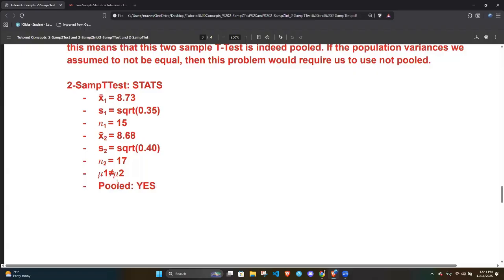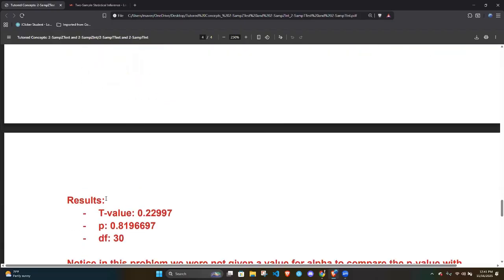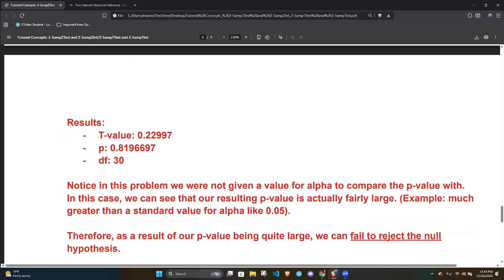Now if we plug all this information into our calculator, we get a t-value of 0.22997, a p-value of 0.819, and 30 degrees of freedom. As we notice in this problem, we're not actually given a value for alpha to compare the p-value with. But we can see that our resulting p-value is pretty large, much larger than a standard value for alpha like 0.05. Therefore, we fail to reject the null. If we were given a value for alpha and the p-value was less than it, we could say that we reject the null. However, in this case, we fail to reject.